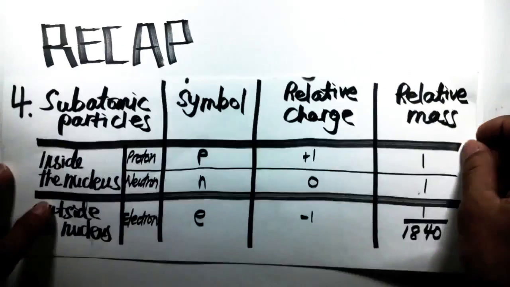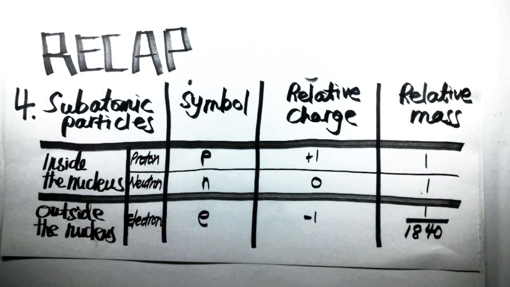And last but not least, let's look at the subatomic particles. Protons have a relative charge of +1 and relative mass of 1. Neutrons have no relative charge at all, but have a relative mass of 1. And last but not least, electrons. It has a relative charge of -1 and has a relative mass of 1/1840.